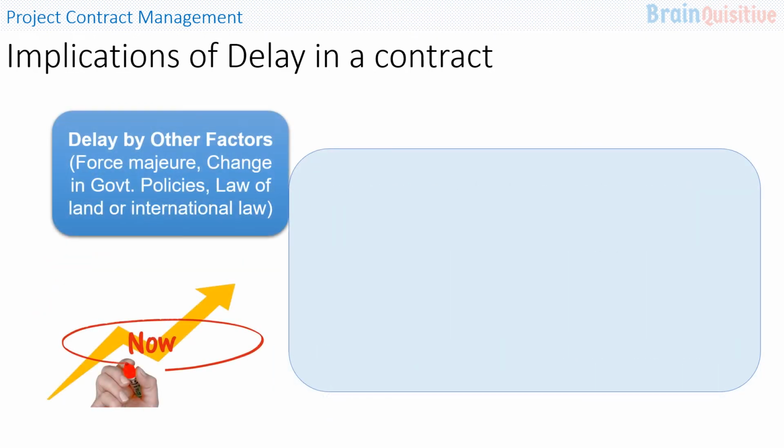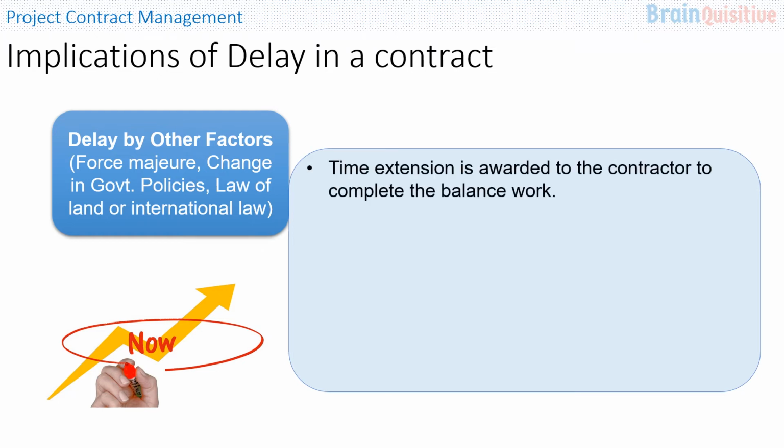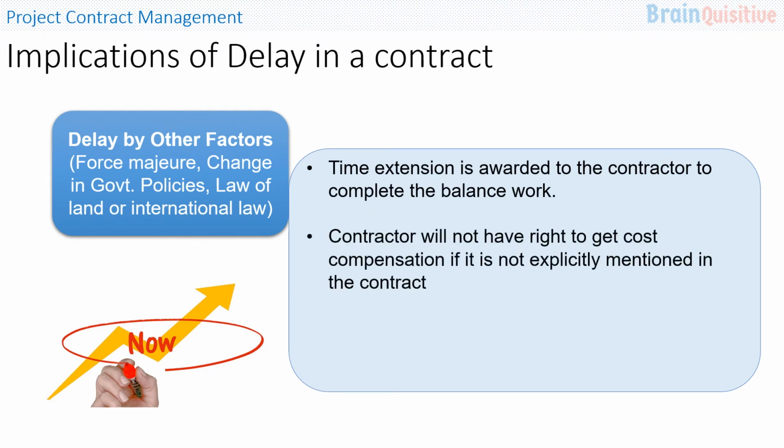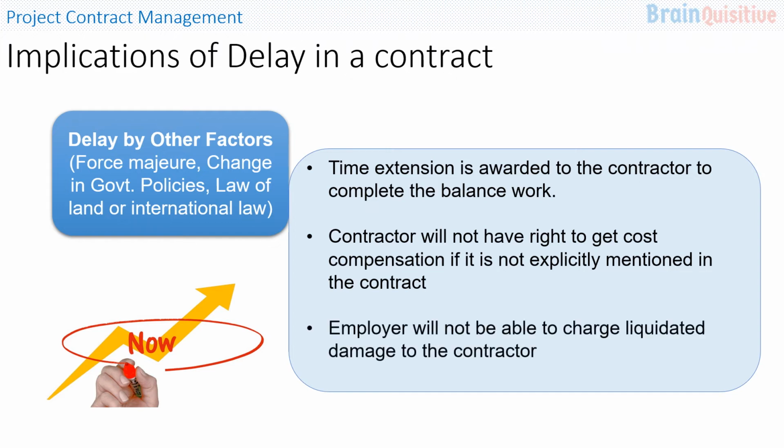Now, for the third kind of delay, which is caused by other factors like force majeure, change in the government policies, or change in the law, the time extension is awarded to the contractor to complete the balance work. The contractor will not have the right to get cost compensation if it is not explicitly mentioned in the contract. The employer will not be able to charge liquidated damage to the contractor. In these kinds of cases, generally the contractor and client arrive at a solution to share the additional cost.